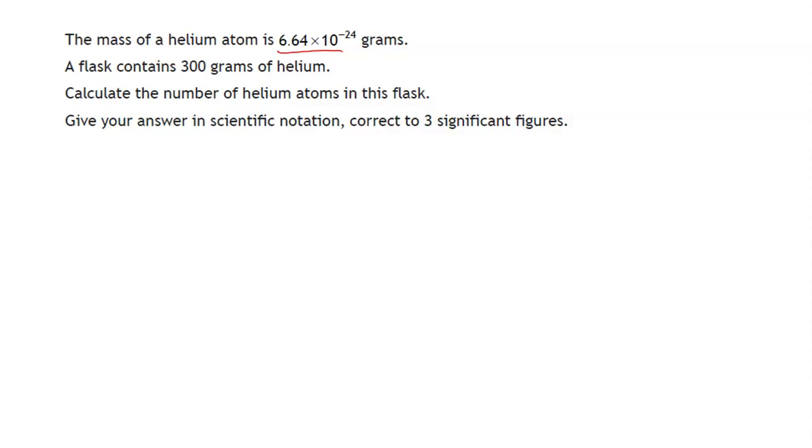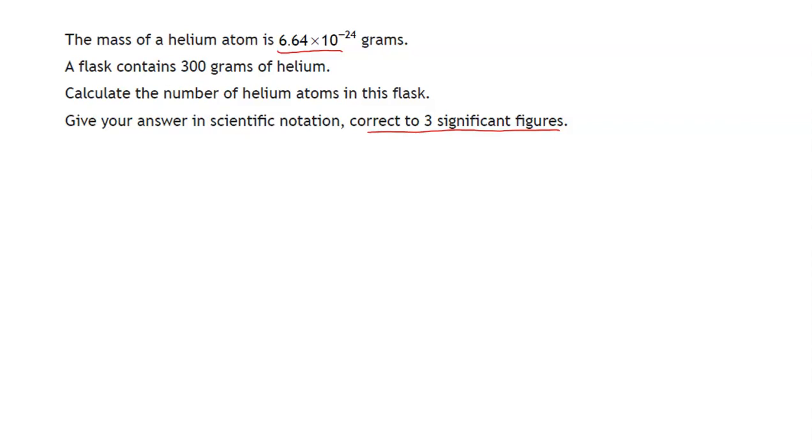So we're told the mass of a helium atom, we're told a flask contains 300 grams of it, then we want to know how many helium atoms there are, and we want to give our answer again in scientific notation, but it gives us rounding this time of 3 significant figures. So a couple of steps there and a couple of points we have to take into account.